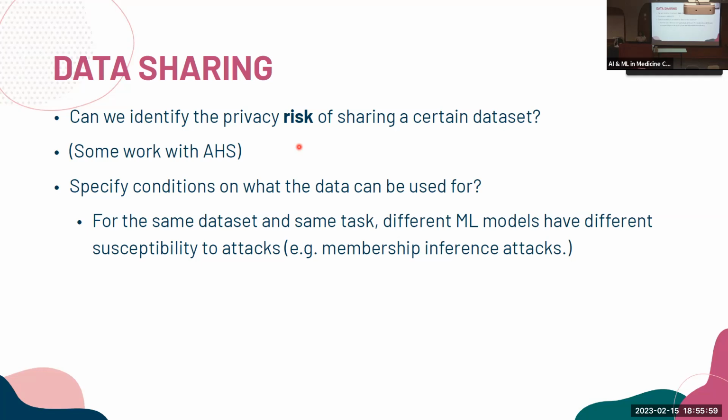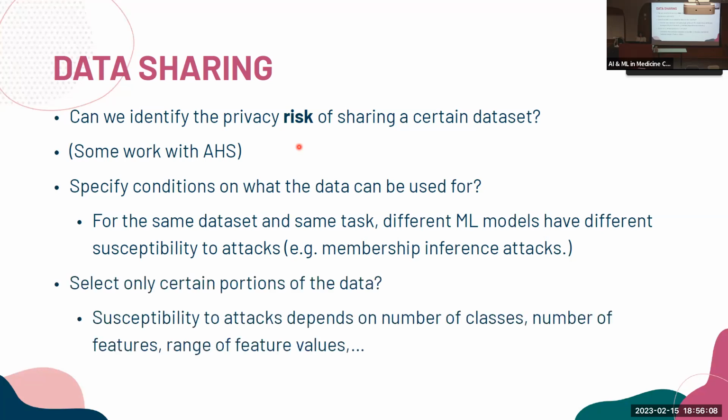That maybe goes into the policy decisions, like you need to specify exactly what you're using the data set for when sharing. And maybe you can only share certain portions of data. So with this particular scenario, we've been doing some experiments on if we share maybe all rows of the data set, but only certain features.